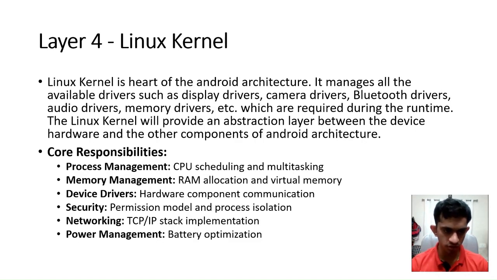Now we are going to talk about the fourth layer of Android OS architecture, the Linux kernel. It's the heart of the Android architecture. It provides abstraction between hardware and upper layers. Its responsibilities include process management like CPU scheduling and multitasking, memory management like RAM allocation and virtual memory, device drivers for communication with hardware, security, networking, and power management. Linux kernel is the foundation of Android, handling core operations like process scheduling, memory, and hardware communication. Like when you take a photo, the camera driver in the kernel communicates with the camera hardware, while the power management optimizes battery usage.